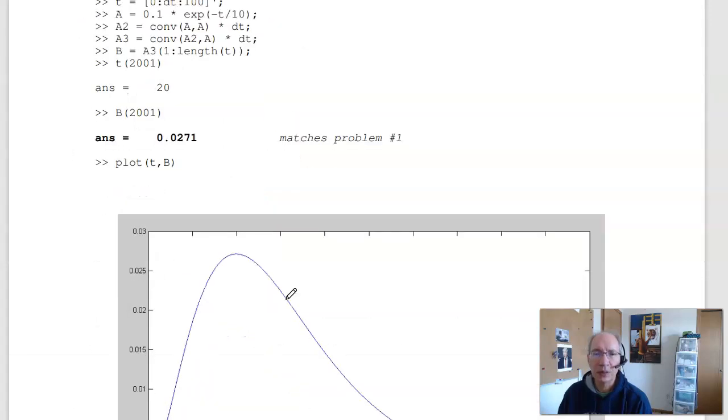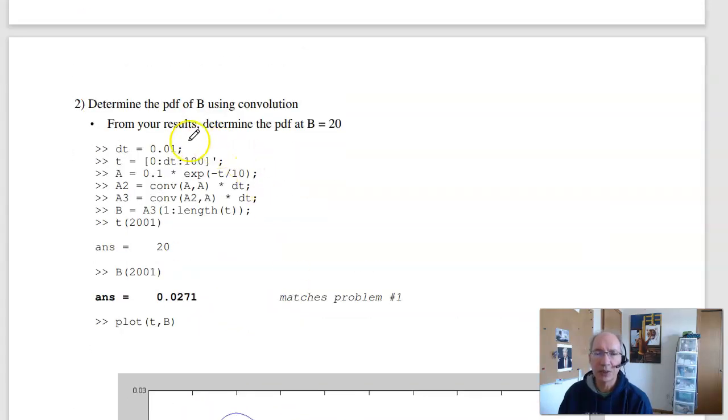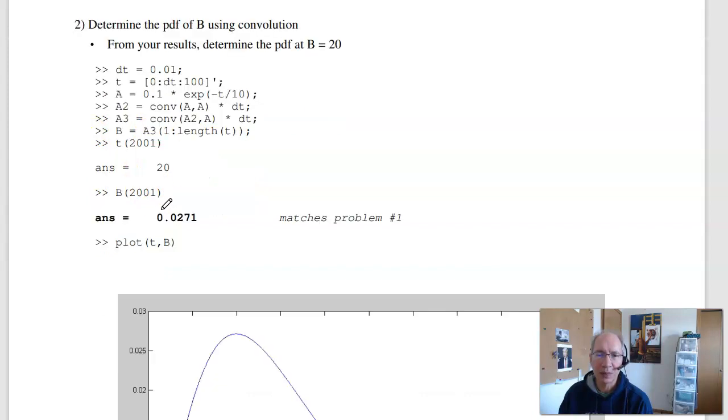Problem 2 is check your answer using convolution. So if I have time going out to 100 seconds, here's the PDF for an exponential with a mean of 10 seconds. Convolve it, I have 2 customers. Convolve it, I have 3 customers. Truncate it so that the dimensions of t are the same as b. And at entry number 2001, I'm at 20 seconds.